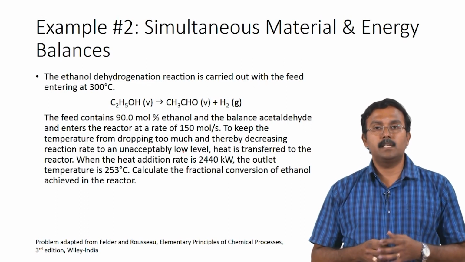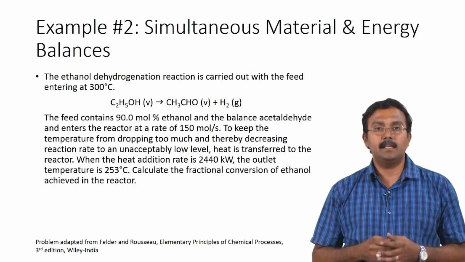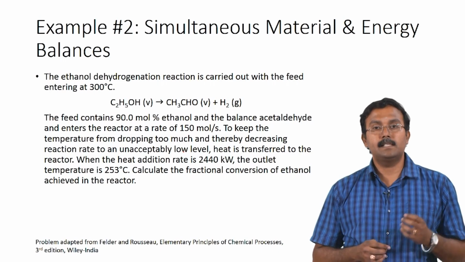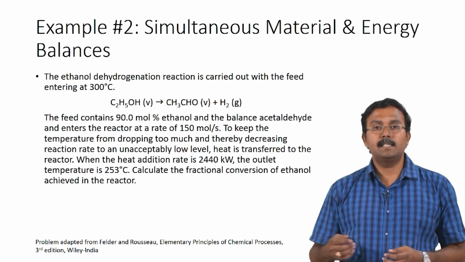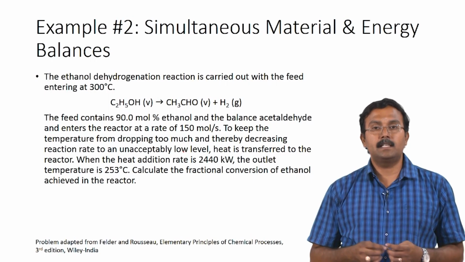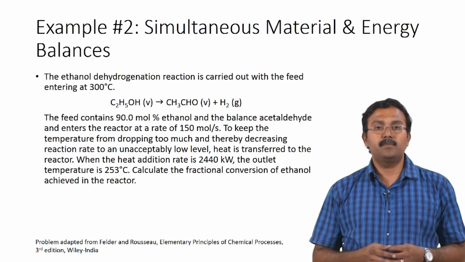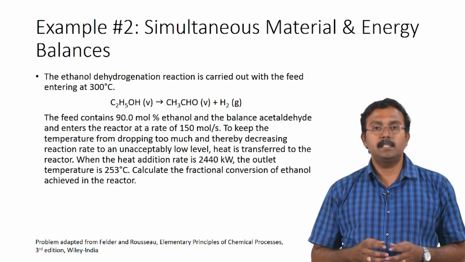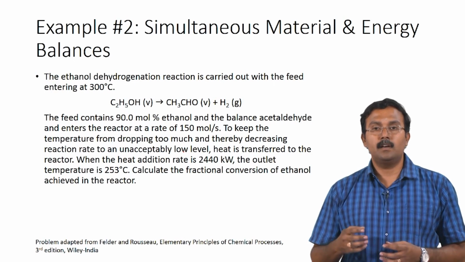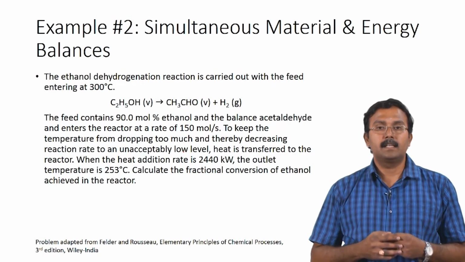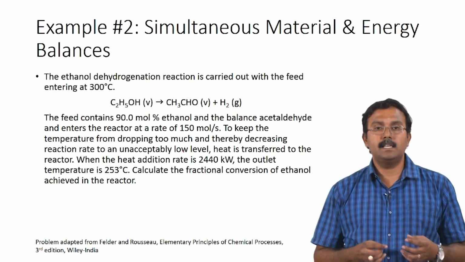The ethanol dehydrogenation reaction is carried out with the feed entering at 300 degrees Celsius. Ethanol gives acetaldehyde and hydrogen. So, the feed contains 90 mole percent ethanol and the balance is acetaldehyde, and this enters the reactor at a rate of 150 moles per second. To keep the temperature from dropping too much and thereby decreasing the reaction rate to an unacceptably low level, heat is transferred to the reactor. When the heat addition rate is 2440 kilowatts, the outlet temperature is 253 degrees Celsius. Calculate the fractional conversion of ethanol achieved in the reactor.